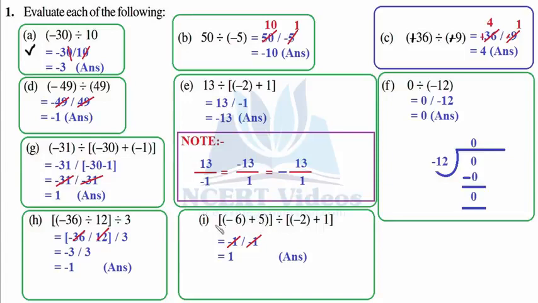I part, minus 6 plus 5. So here we have two brackets, we will solve them separately. Here minus 6 plus 5 is minus 1. We don't have to repeat it again and again. You know why it came. Again here minus 2 plus 1 is minus 1, and this cancels out, giving you 1. So this was your question number first.